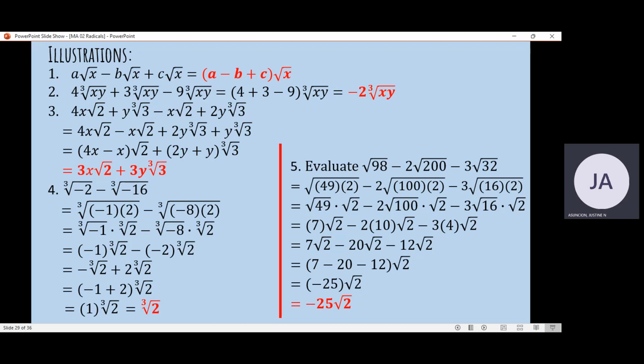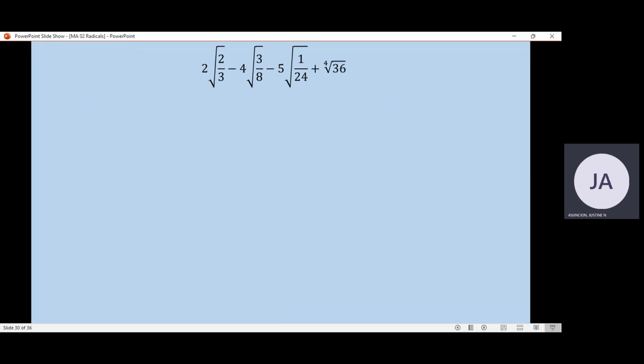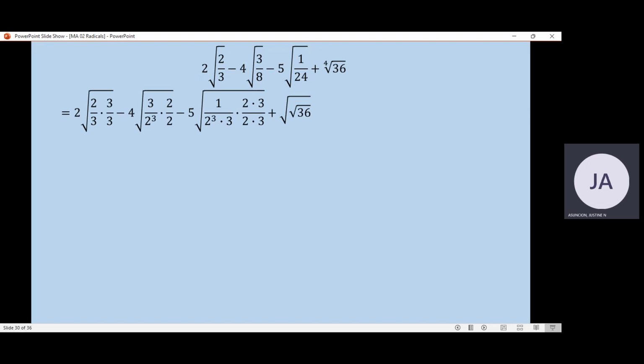Another example: 2 times the square root of 2 over 3, or 2 thirds, minus 4 times the square root of 3 over 8, minus the square root of 1 over 24, plus the fourth root of 36. Again, don't forget the laws of radicals here. So here we have 2 thirds. To simplify this, let's remove the radical in our denominator. So as with the 3 eighths.